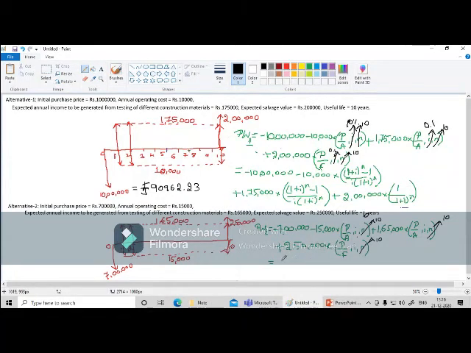So I need to substitute the formulas. So minus 7 lakh minus 15,000. What is the formula for P by A, I, comma, N? It is (1 plus I) raised to N minus 1, divided by I into (1 plus I) raised to N. Similarly, I need to substitute this formula.